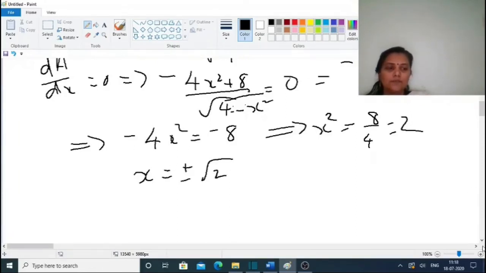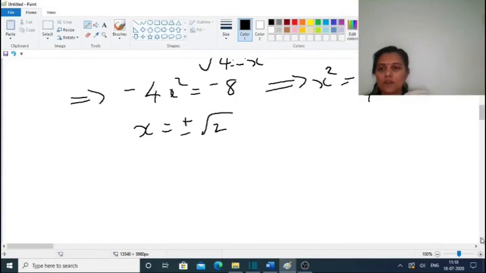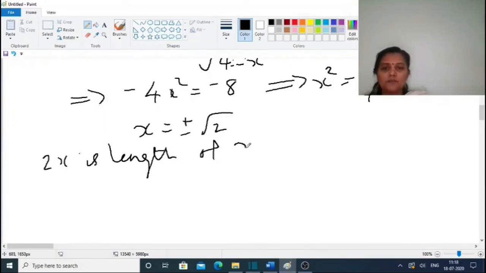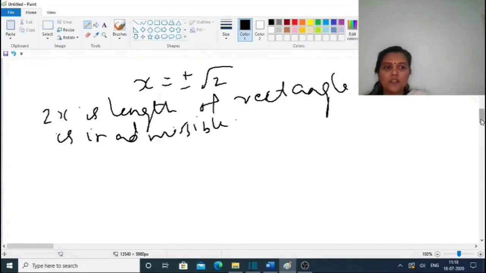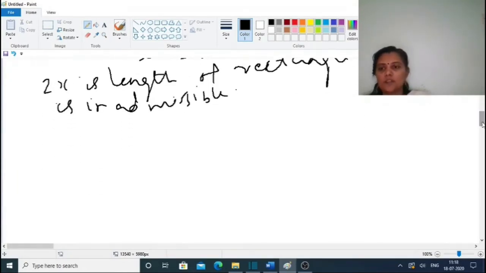But 2x is the length of rectangle. So therefore x equal to minus root 2 is inadmissible. We can't take the negative value. Now we can find d square A by dx square.